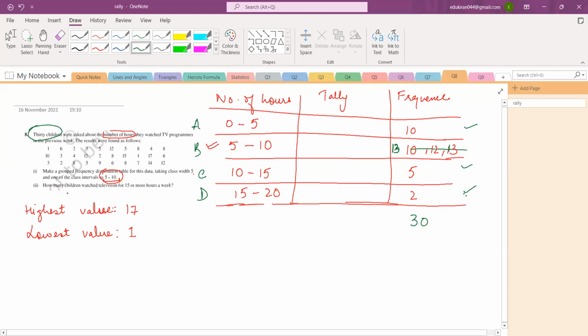Now, what is he asking? Second part: how many children watched television for 15 or more hours a week? So for 15, you have to see which row it is falling in. Ma'am, 15 to 20, D. Yes, 15 or more. That means he is asking about this row, D. Fine. So how many children are there? Frequency. Sorry, I will always write the spelling. How many children? 2. So write the answer that only 2 students, or just write 2 students.